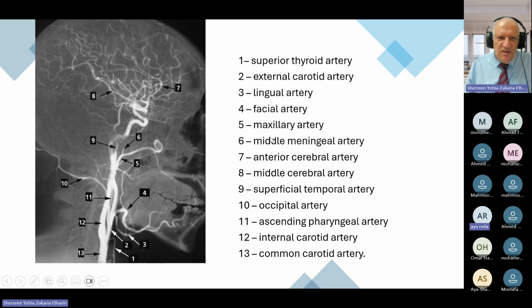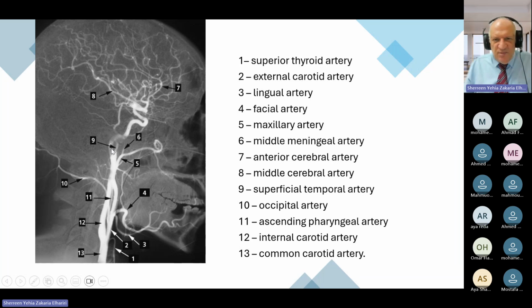Okay. All right. So if we go back again, one is the superior thyroid artery. Two is the external carotid. Of course, the internal carotid has no branch. Number 3 is lingual, you are correct. Number 4 is facial, related to the mandible. Number 5, correct, is maxillary. And number 6 is the middle meningeal artery, one branch which can cause extradural hemorrhage. And again, 7 is the anterior cerebral, and 8 is the middle cerebral artery.